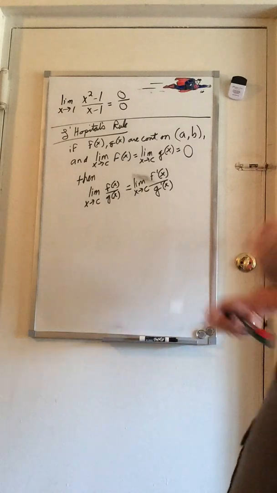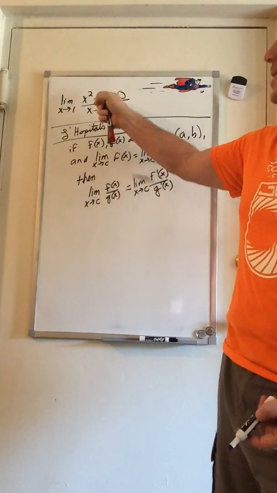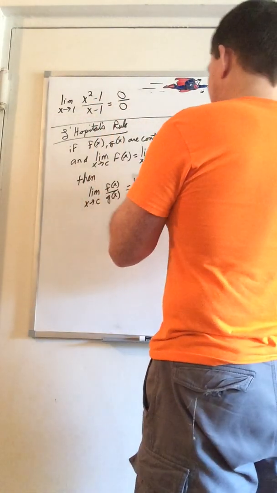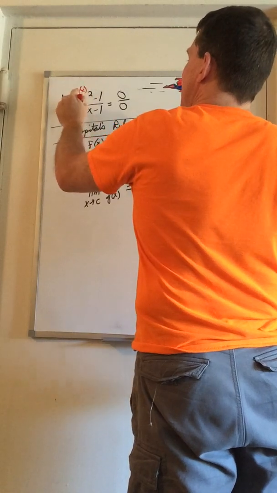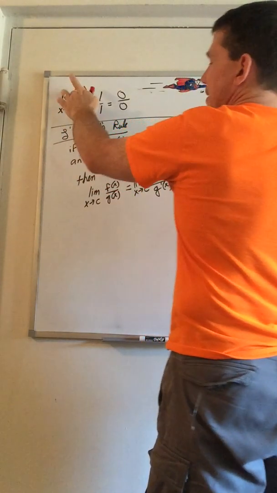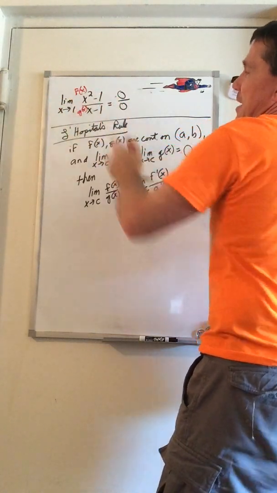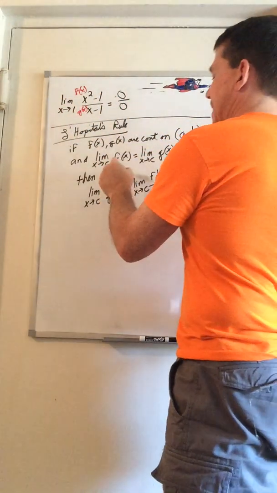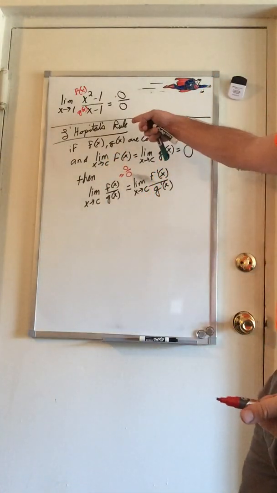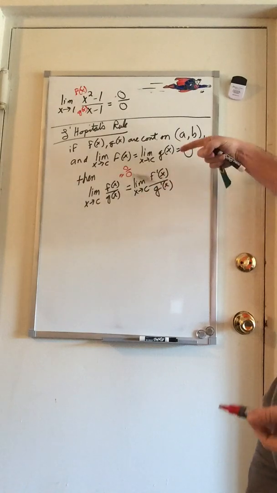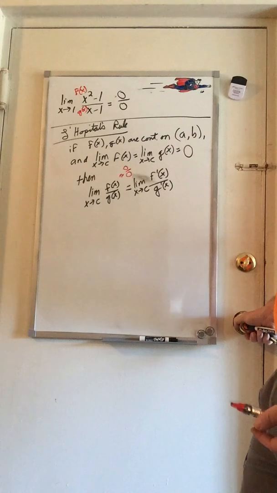Understand when you see this, if I have something like this, a rational function, this is my f of x, this is my g of x, and clearly the limit as x approaches c of f of x is 0, the limit as x approaches c of g of x is 0, so I get 0 over 0. According to L'Hopital's rule, to find that limit, I can take the derivative of f, the derivative of g, and then take the limit again and see what I get.